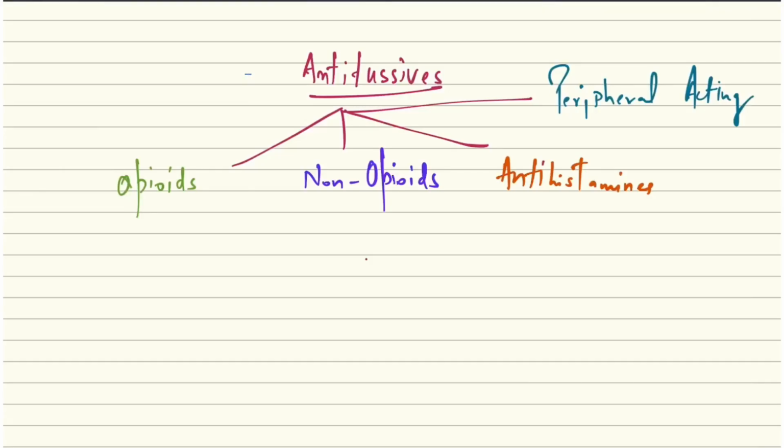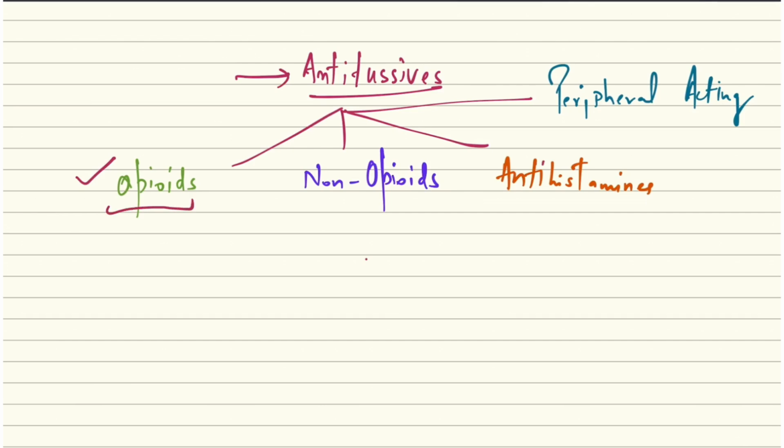So this was about pholcodine. We are discussing the antitussive group of drugs that are used for dry cough. We have already discussed the opioid group of drugs, in which we discussed codeine, and we have also discussed pholcodine and ethyl morphine. These are the opioid antitussives.